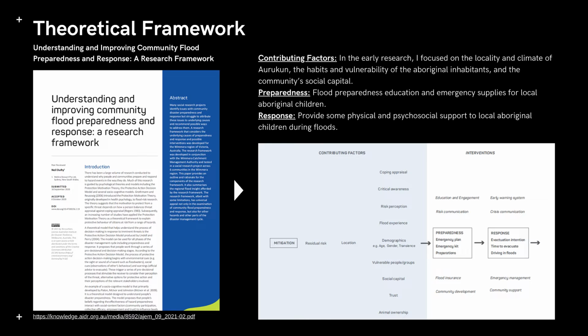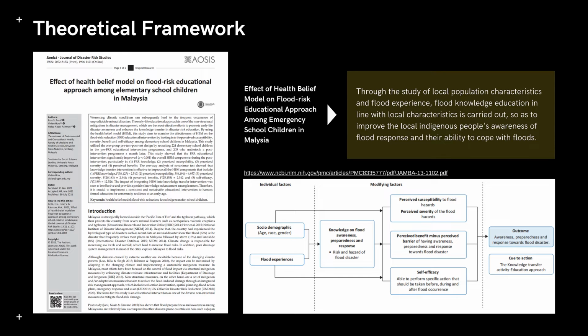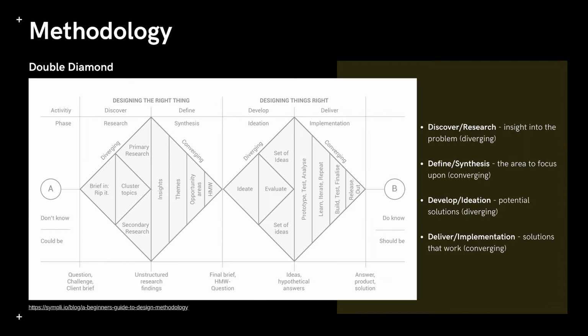During my design, I used the Understanding and Improving Community Flood Preparedness and Response, a research framework, to confirm the direction and content of my research. In addition, I also used the Effect of Health Belief Model on Flood Risk Educational Approach, which is aimed at elementary school children to educate them about emergencies. In the design process, I used the double diamond methodology. It helps me think outside the box and add creativity to my design solutions, while also helping me to focus on my target audience and community.